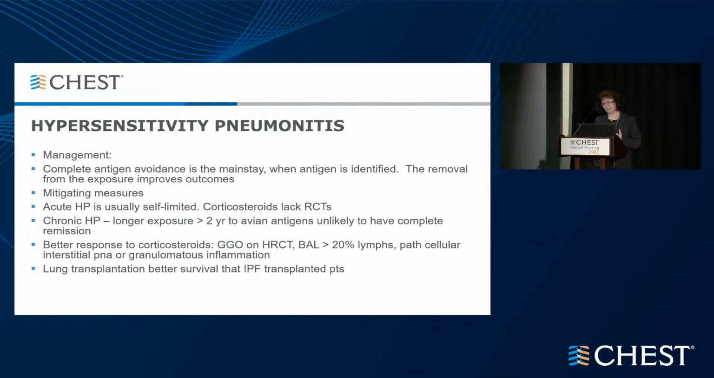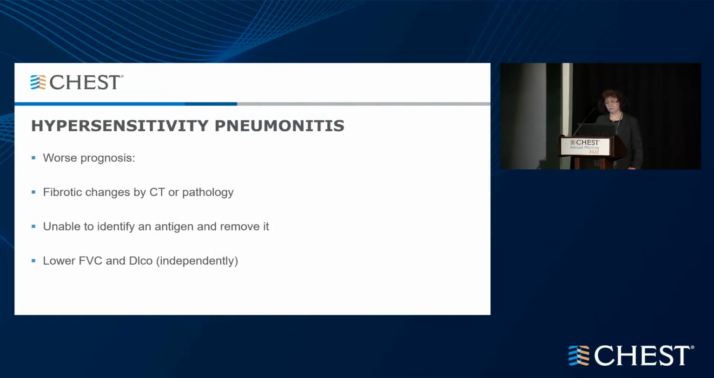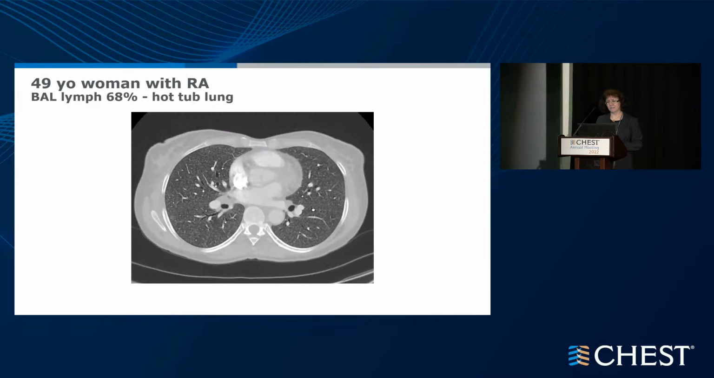The patients that have ground glass opacities obviously respond better to corticosteroids if they have more than 20% lymphocytes and they have cellular interstitial pneumonia. The patients that require lung transplantation do better than patients with IPF. Theoretically, the worsening prognosis is, as you know, fibrotic changes, if they are not able to avoid the exposure, and low FVC and DLCO.